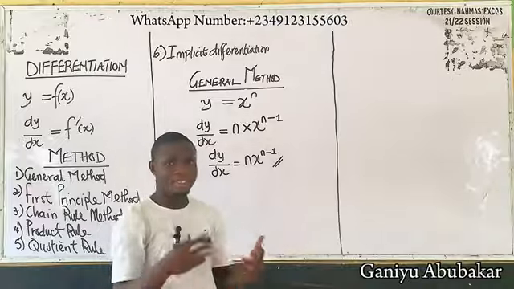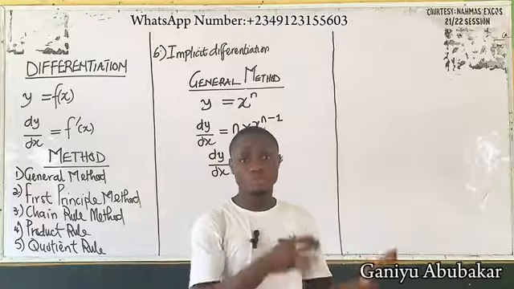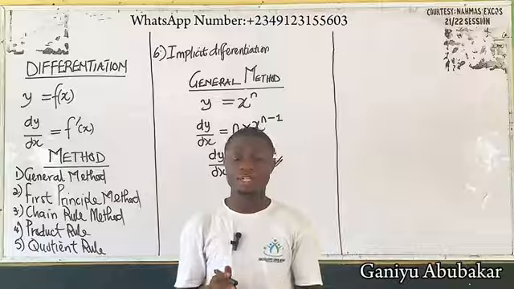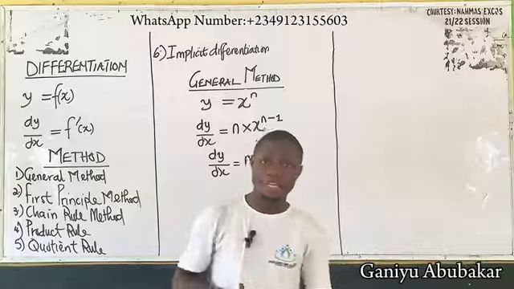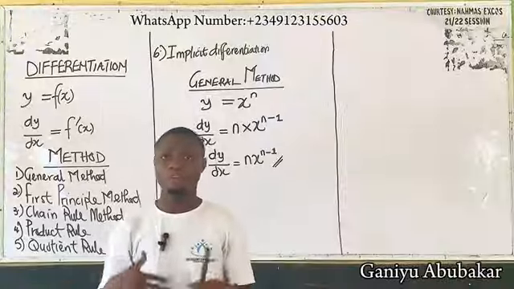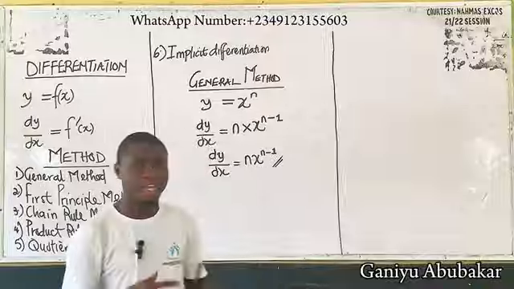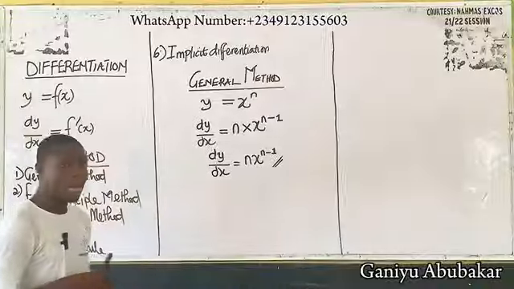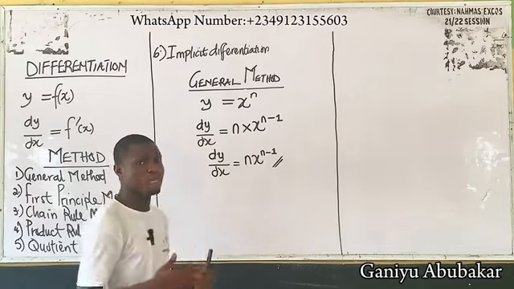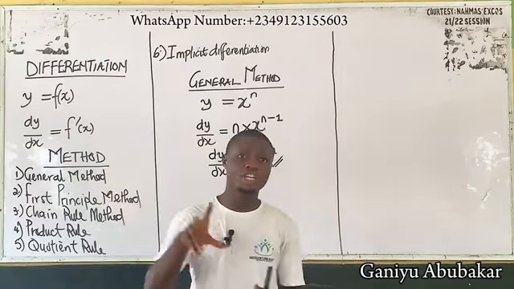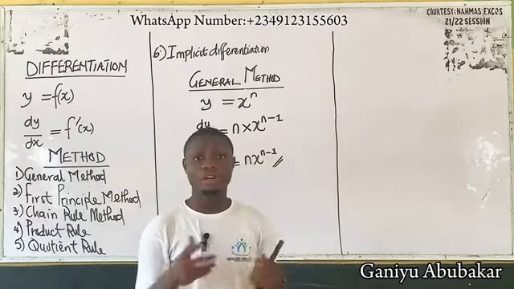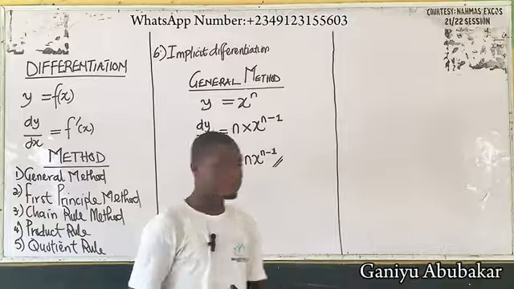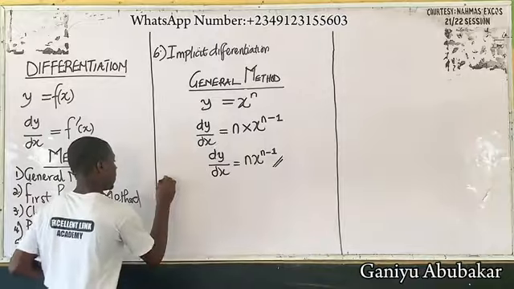So I'm saying again that the keyword to note when it comes to the general method is to multiply by the power and then subtract 1 from the power, as easy as that. Let's take 3 problems and see how we can evaluate them using the key concepts of the general method. Example 1.